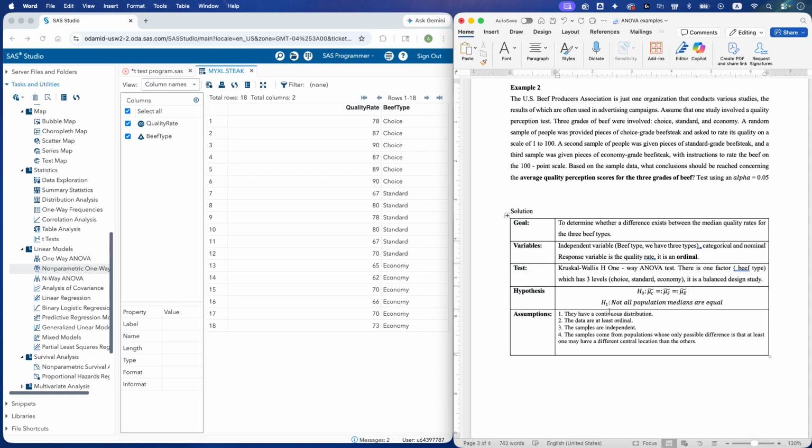The first assumption: they have a continuous distribution. We may assume that it's a continuous distribution, not a discrete distribution. The data is at least ordinal. We do have an ordinal response variable. The samples are independent. None of the respondents is affecting the probability of choice of the other one. Also, the samples have almost the same distribution but differ in terms of the center point, which we may assume.